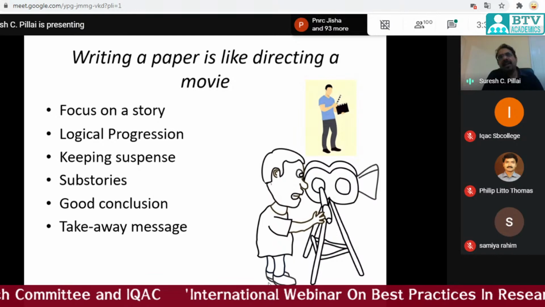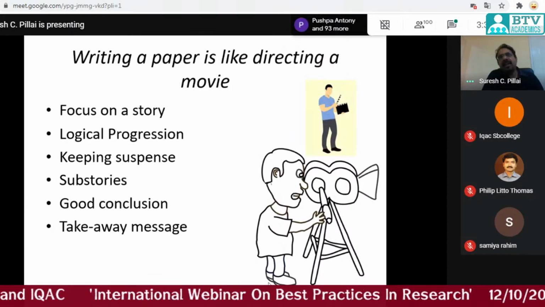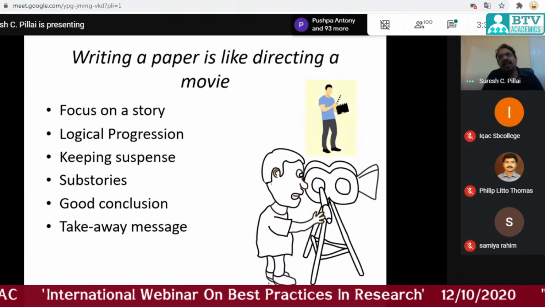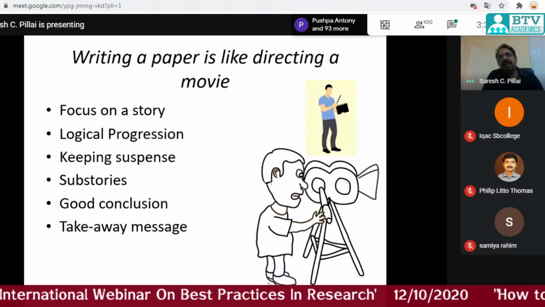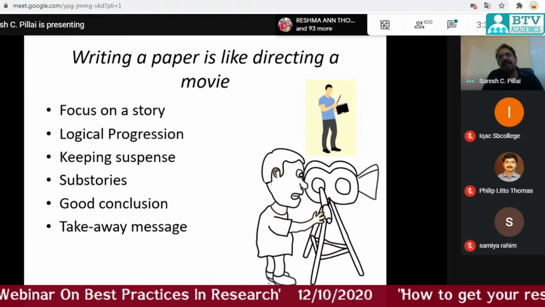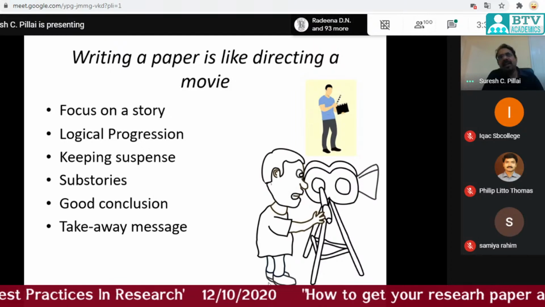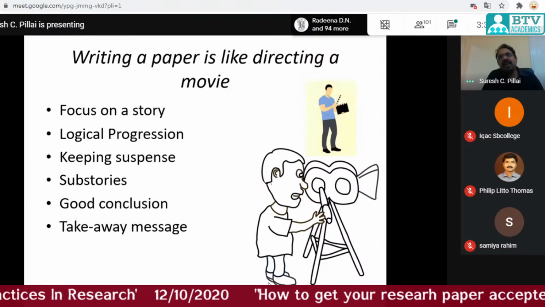So you have to focus on the story. There should be a logical progression. You should keep a suspense. There should be a lot of sub-stories, a good conclusion, and a takeaway message.